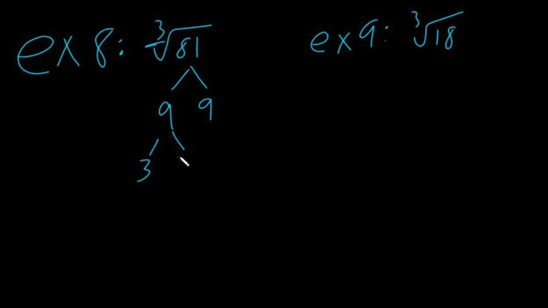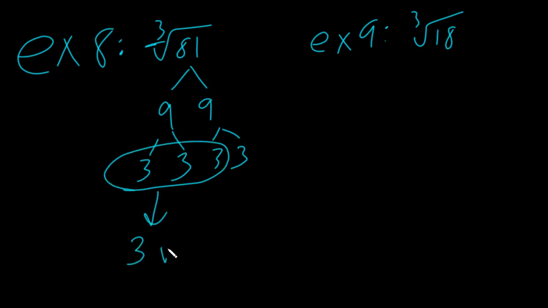So we break down 9 into 3 and 3, and 3 and 3, and check it out. We have a group of 3 right here. So we write 3 cube roots of 3. And remember, that 3 doesn't have 2 other partners that it gets to escape with, so it goes back inside the radical.